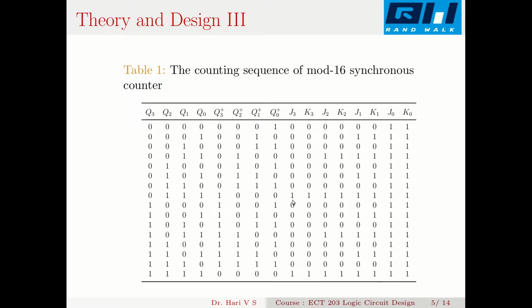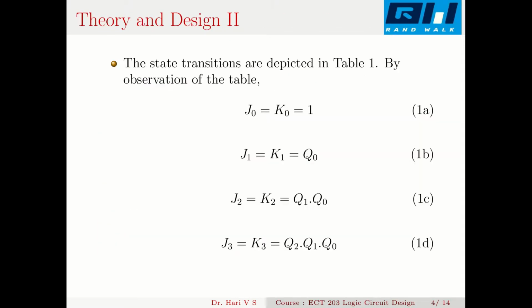Incidentally, for that case Q2 Q1 Q0 is 1 1 1, and here also Q2 Q1 Q0 is 1 1 1. So I can easily say that J3 is equal to K3 is equal to Q2 and Q1 and Q0. You can see this: J3 equal to K3 equal to Q2 and Q1 and Q0.